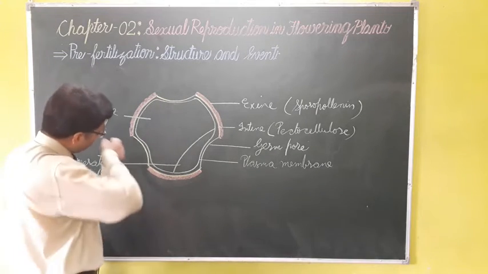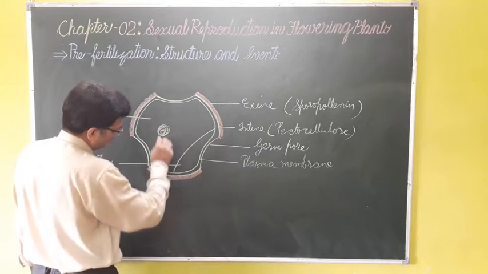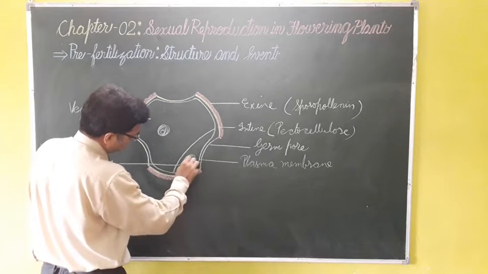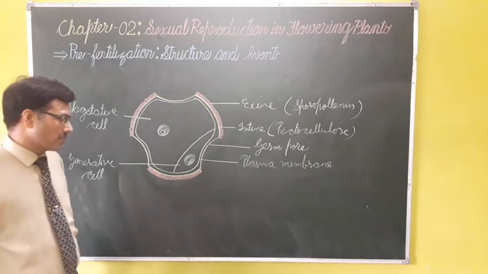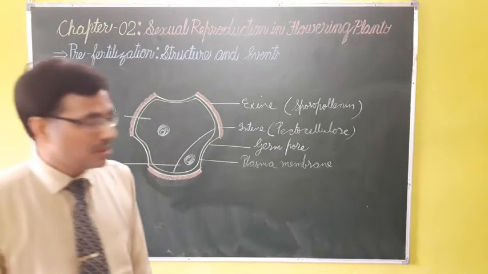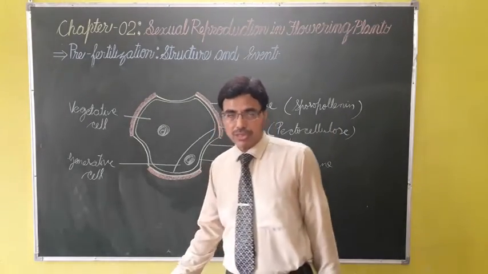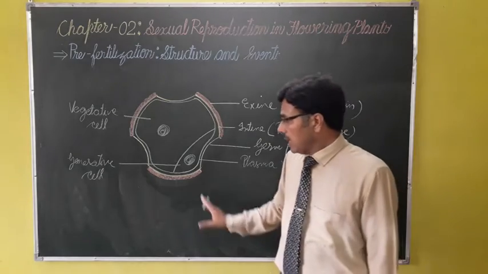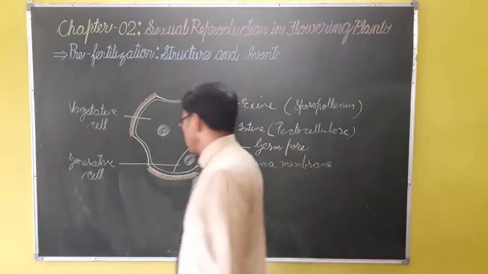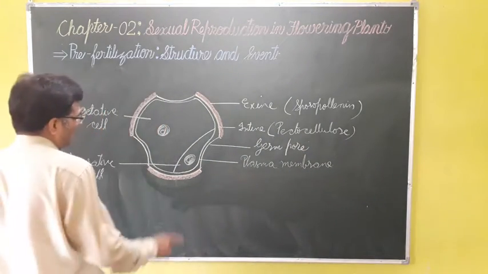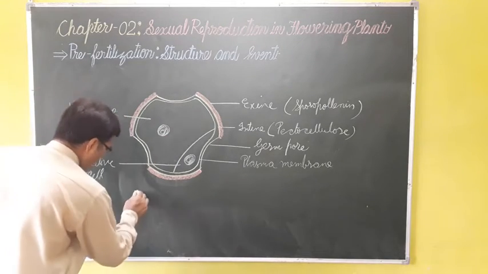Since these are cells, we will draw here the nucleus. This is also a nucleus. So the bigger cell is the vegetative cell, and the smaller cell is the generative cell. Vegetative cell forms the pollen tube in future at the time of germination, and this generative cell is responsible to form the male gametes. So this is the structure of a pollen grain.